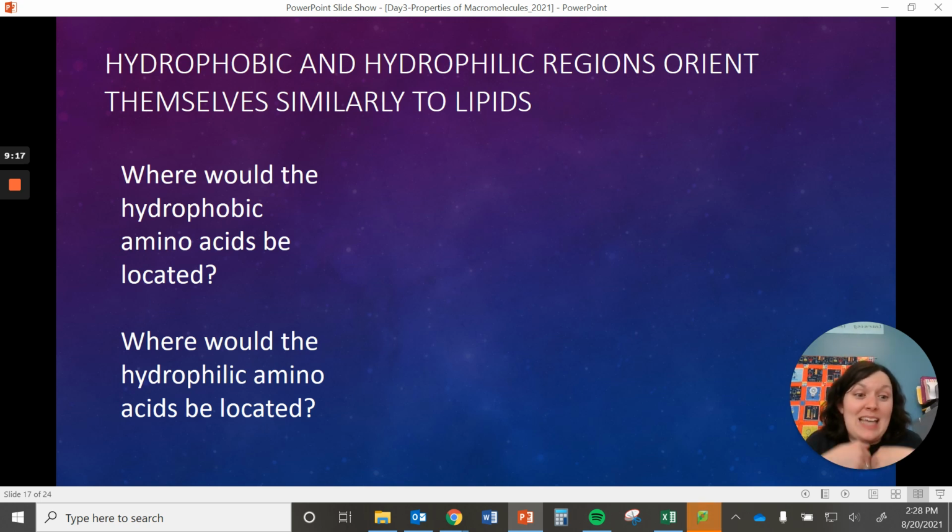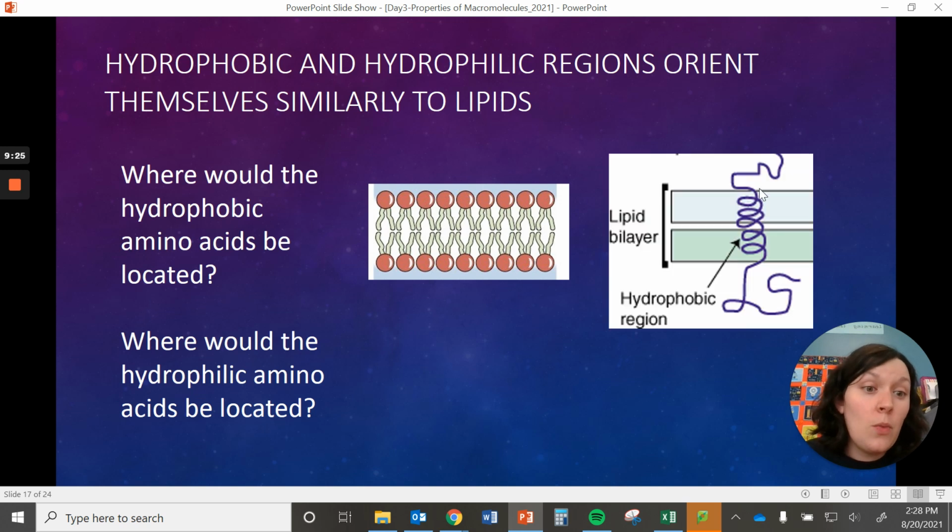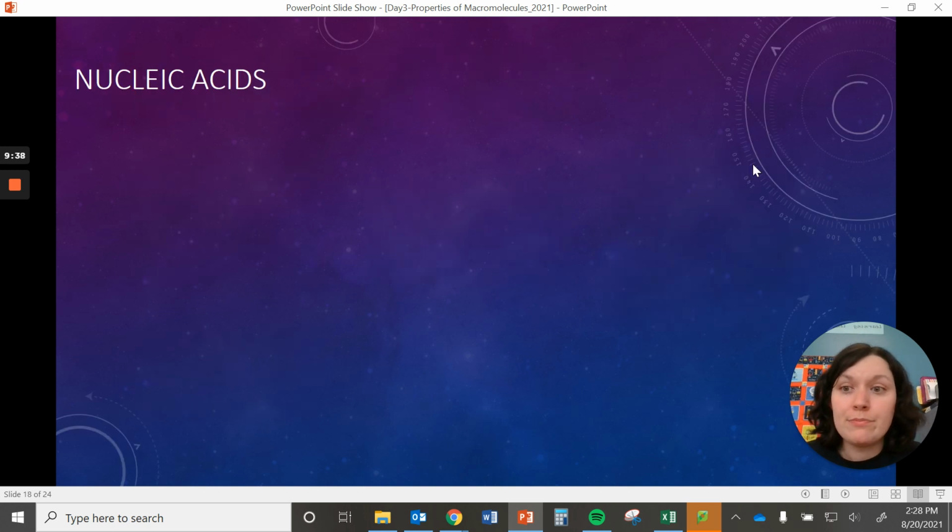So it could be inside of the protein so that it's protected, or it could be inside of our membrane, right? There's a hydrophobic region right here. So we can have proteins that go through membranes where here we have our hydrophobic amino acids in the chain, and then our hydrophilic amino acids are out here in the water on either side of the membrane.